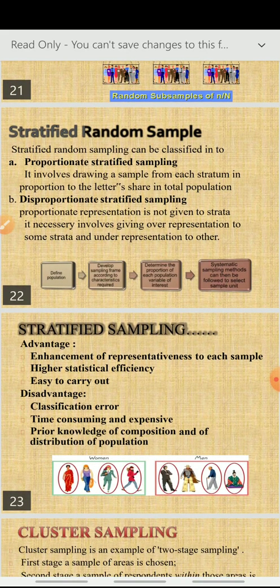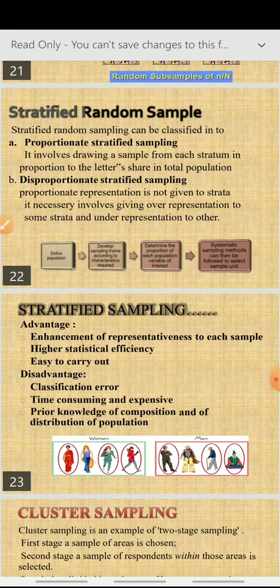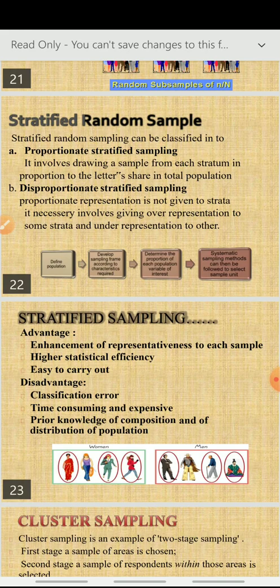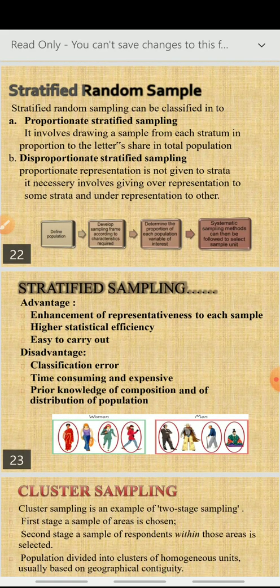Stratified random sampling is of two types: proportionate and disproportionate. Proportionate means equal or in some proportion, that is in the ratio of 2, in the ratio of 3, that we are drawing from each stratum. That is, suppose we are drawing two respondents from each stratum. That is proportionate. Disproportionate is where we are not giving any proportionate representation to the strata. That is known as disproportionate.